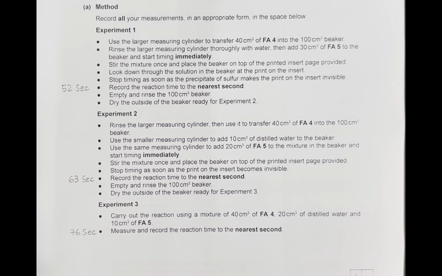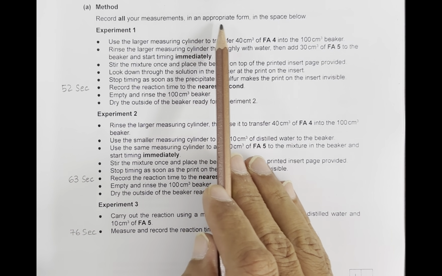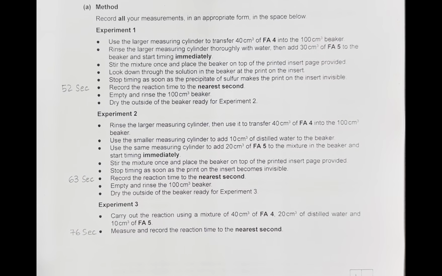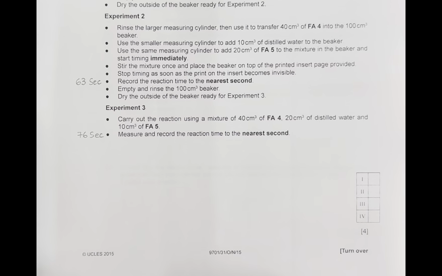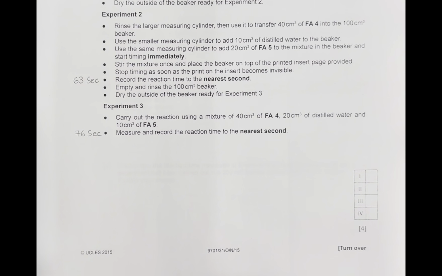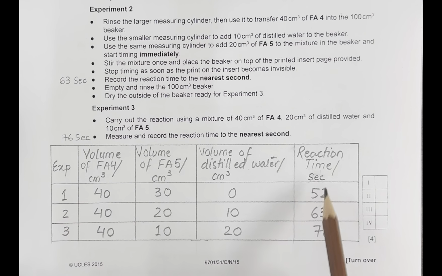Now they have asked you to record all your measurements in the appropriate form in the space below. So the space they have given below is here, where we have to record all these observations. So let's make a table and record all the values. Here I have made a table where I have recorded all the experiment numbers with the volume of Fa4, Fa5 and distilled water added, and the time taken by those reactions to get completed in seconds.